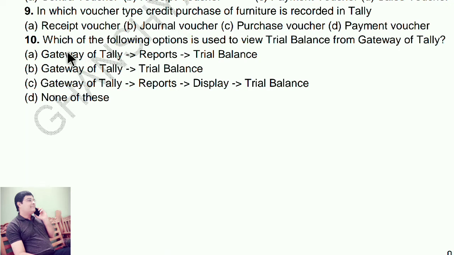10th question. Which of the following options is used to view trial balance from gateway of Tally? Answer is C: Gateway of Tally, Reports, Display, Trial Balance. This is the procedure to see the trial balance from the gateway of Tally. Okay.